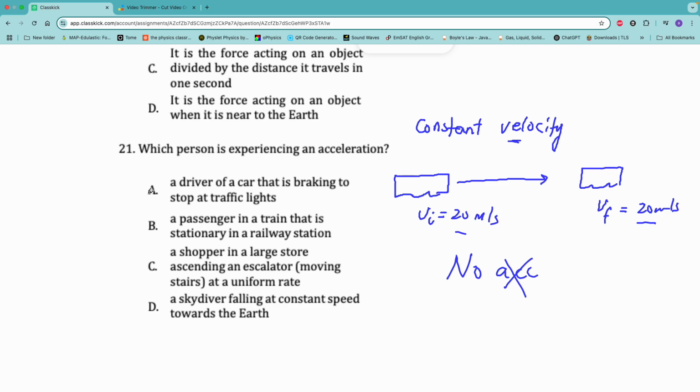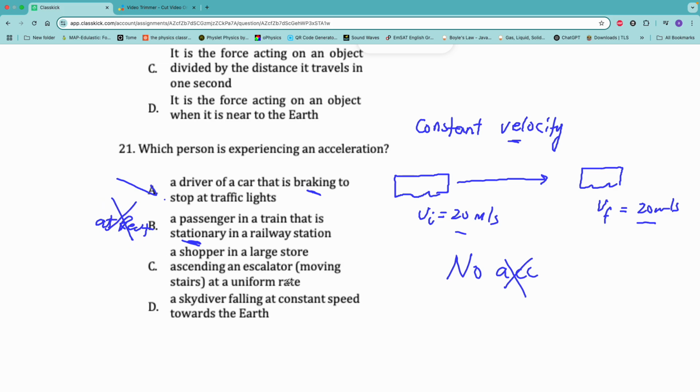So going based on this description, going to all options. Option A, a driver of a car that is braking to stop. Braking to stop, obviously the car is slowing down. So there's a change of velocity, which means we have acceleration. Going to option B, a passenger in a train that is stationary in a railway station. Stationary means at rest. Since the object is at rest, no motion, no velocity, no acceleration.